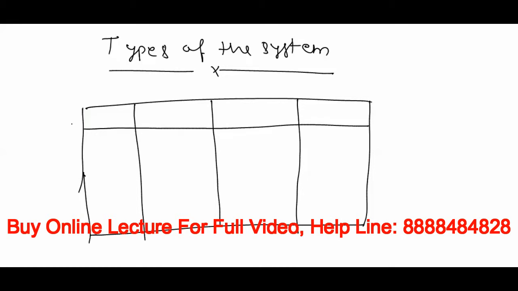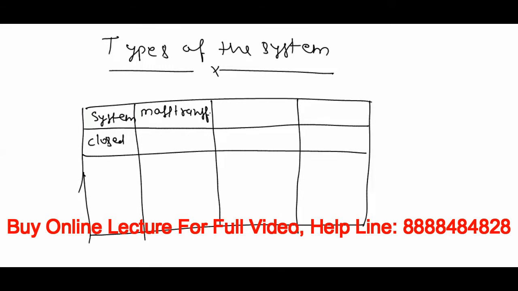If we look at the behavior and type of system, first of all we see the closed system, in which mass transfer is not possible, but energy transfer in the closed system is possible. An example of the closed system is a piston cylinder without valve, which we consider a closed system.